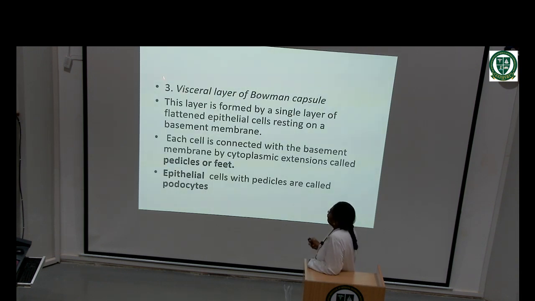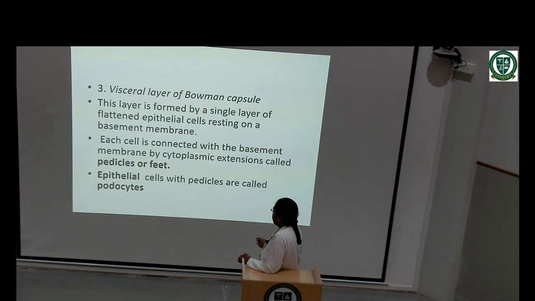Third is the visceral layer of a Bowman's capsule. This layer is formed by a single layer of flattened epithelial cells resting on a basement membrane. Each cell is connected with the basement membrane by cytoplasmic extensions called pedicles or feet. Epithelial cells with the pedicles are called podocytes.